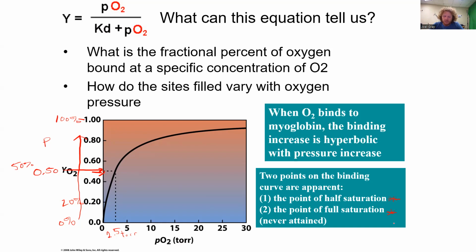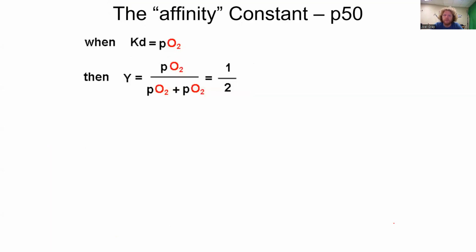Proteins that bind to ligands are going to bind them and then they're going to release them. So the first point, though, what is the partial pressure of O2 that gets you to 50% saturated? It's going to be 2.5 torr.